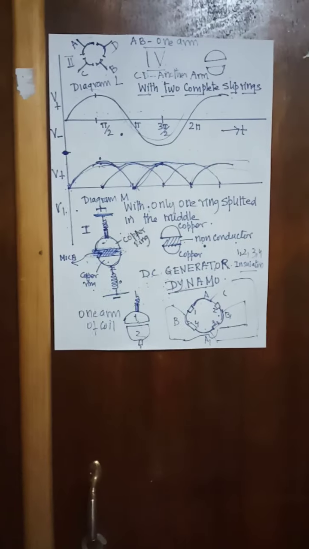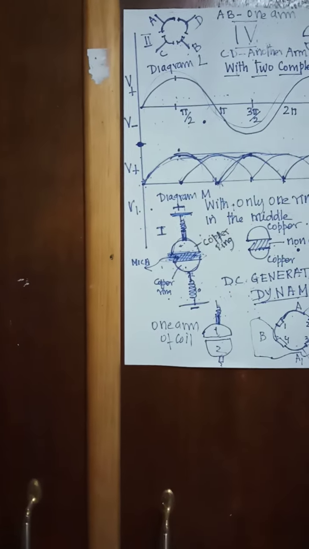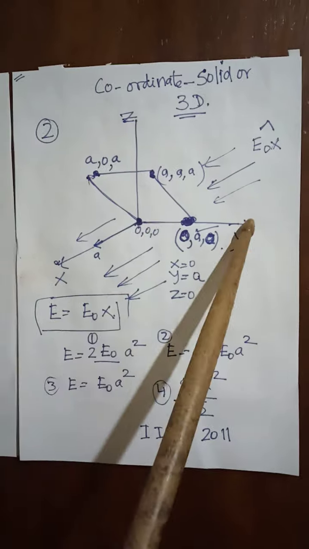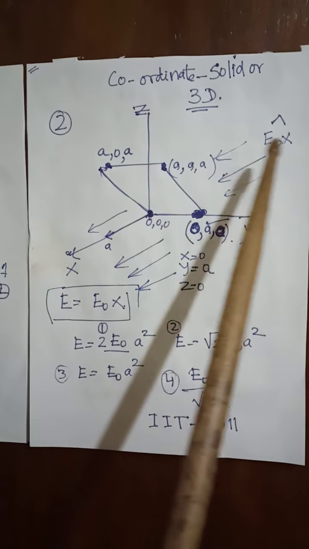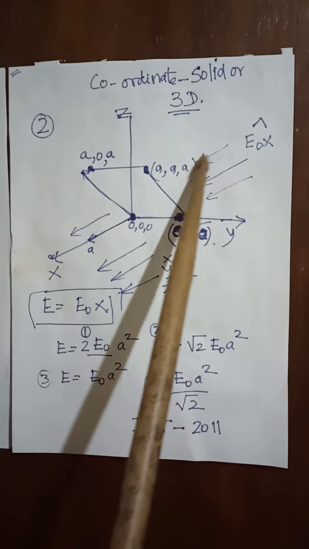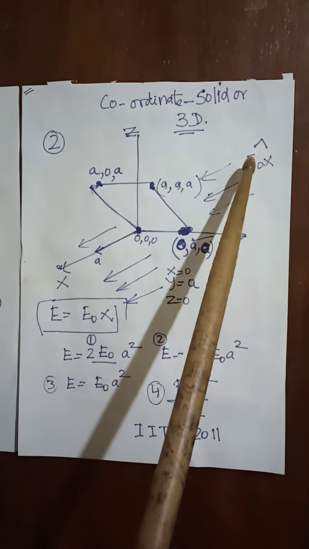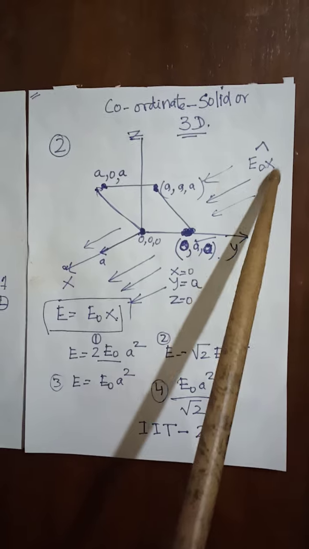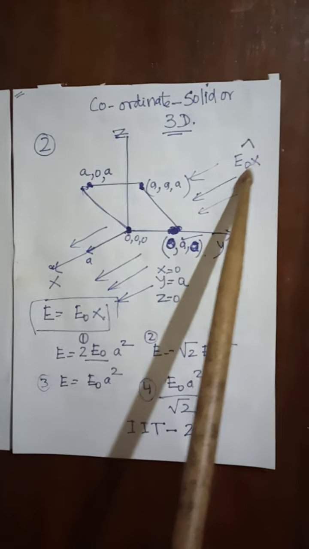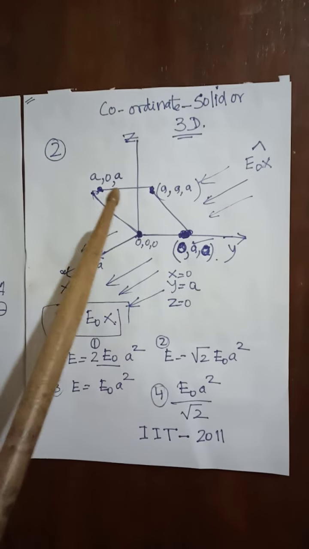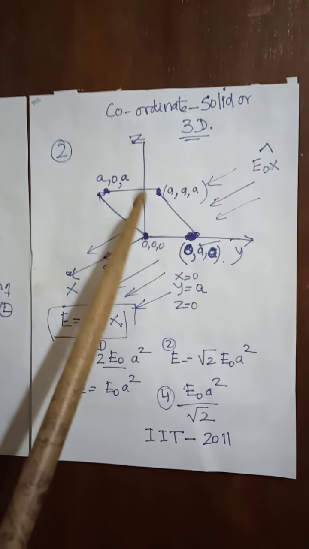Now we'll come to the IIT problem. IIT problems also deal with flux. So here, see, this is Z, this is Y, this is X. And the field is E0 x-hat. What is E0 x-hat? It means the magnitude is E0 and x is the direction from here to this, all the field. Now, what will be the flux?